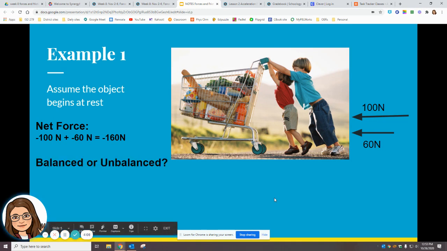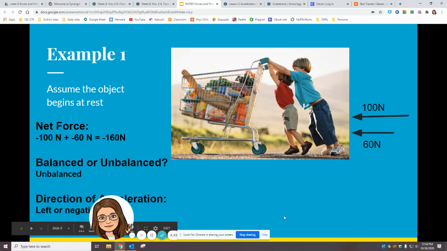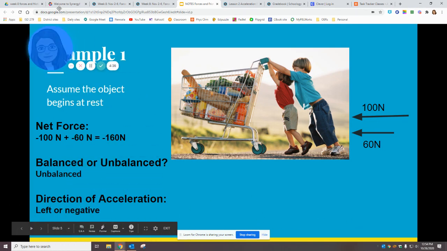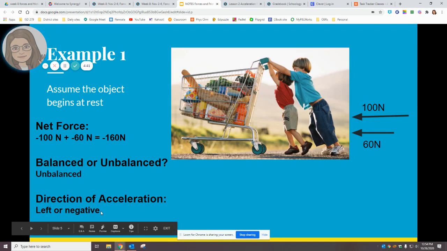Is it balanced or unbalanced? Based on the terminology that was just defined on the previous slide, these would be unbalanced because only zero is balanced. The third question is, which way is the acceleration? In other words, which way is this cart going to change its motion? Since the net force is to the left, or to the negative, that's where you would find the direction of acceleration, going to the left or to negative.